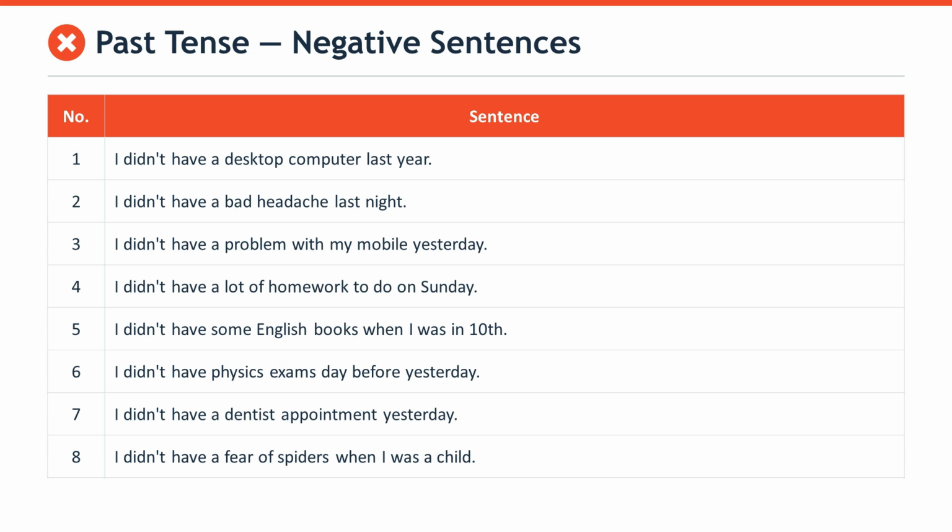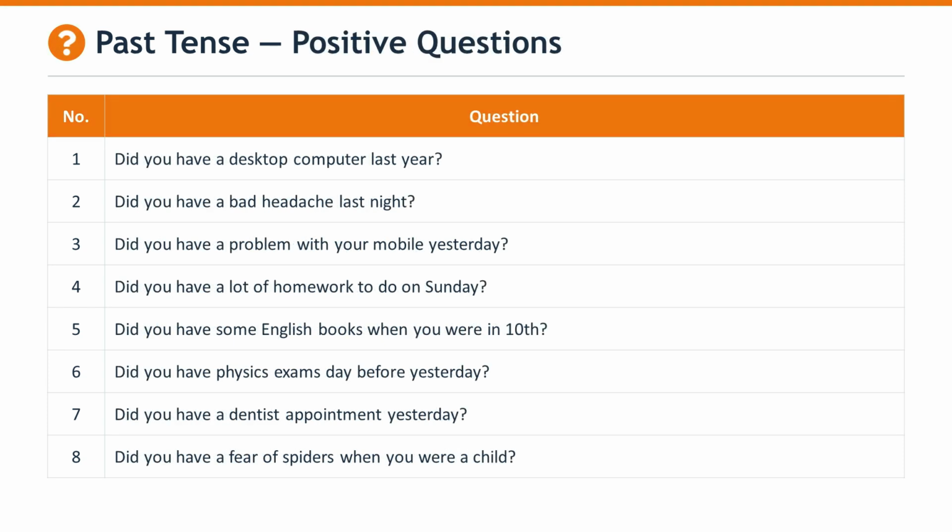Number 6. I didn't have physics exams day before yesterday. Number 7. I didn't have a dentist appointment yesterday. Number 8. I didn't have a fear of spiders when I was a child. The structure is always the same. Subject plus didn't have plus the rest of the sentence. Now let us learn how to ask positive questions in the past tense.